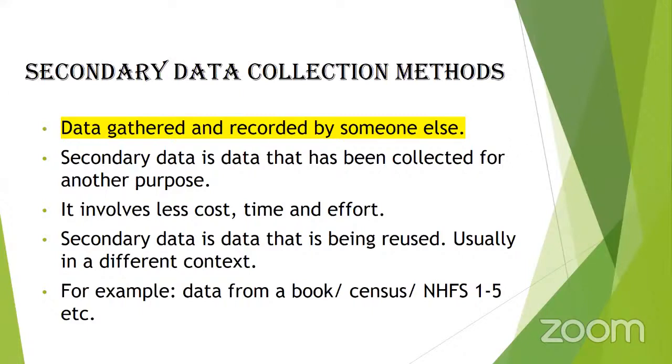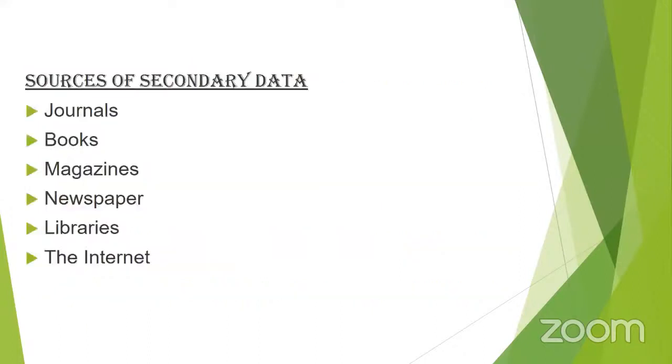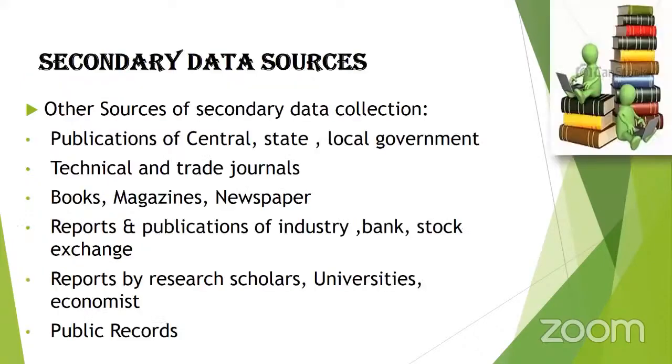And it can be collected from a book, from a census, from NFHS reports 1 to 5. Even Excel sheets are also available. It can be collected from journals, books, magazines, newspapers, libraries, internet. So you can find any source, see the data, try to interpret that data, and try to answer if you have a research question which can be answered by secondary data.